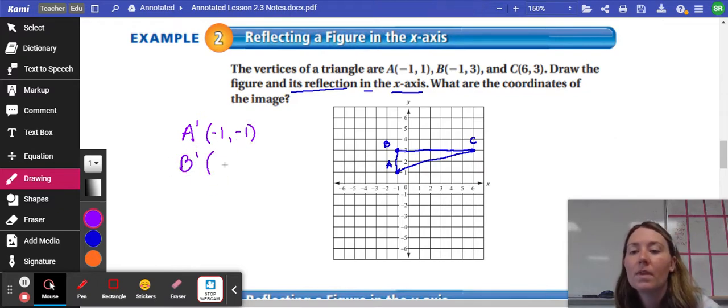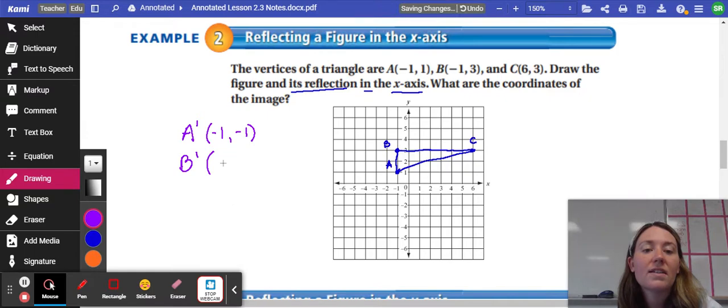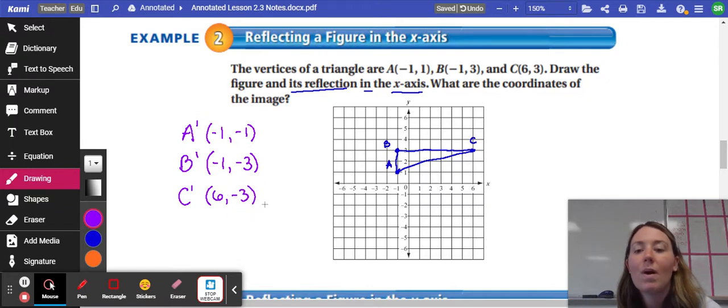B prime, we're going to keep the x-coordinate the same, -1, and take the opposite of the y-coordinate, -3. And C prime, we're going to keep the x-coordinate the same and take the opposite of the y-coordinate. Now I can plot these 3 points, and it will be a reflection over the x-axis, or in the x-axis.